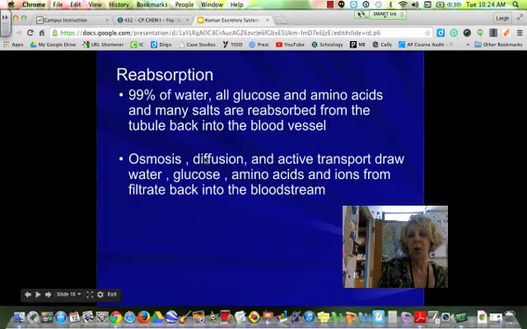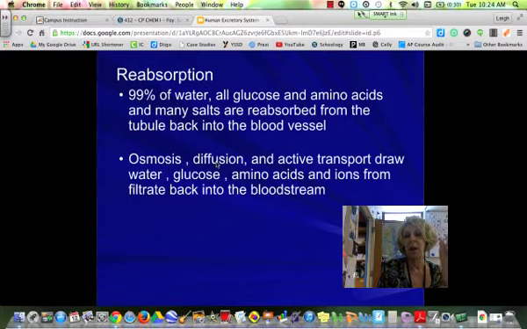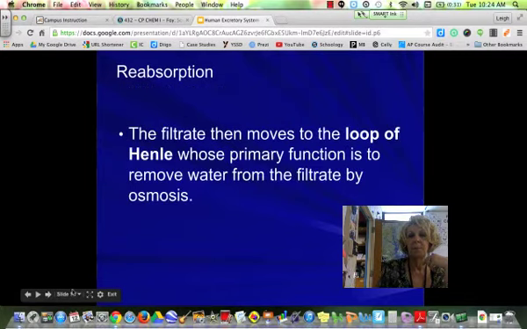So now in the proximal convoluted tubule, we've got reabsorption. The reabsorption is taking back most of the water, 99% of the water, back into the blood. Also glucose, because that's a fuel for our cells. That goes back into our blood vessel. Amino acids, which we need, and some salts go back into our blood vessels. So we have things moving back and forth. The water's moving with osmosis, and some small things are going by diffusion from high to low concentration, and then we have to use some ATP to move bigger things back into the blood.